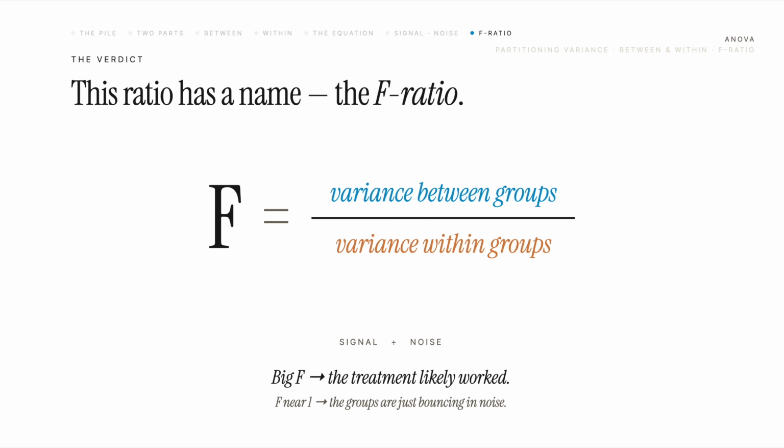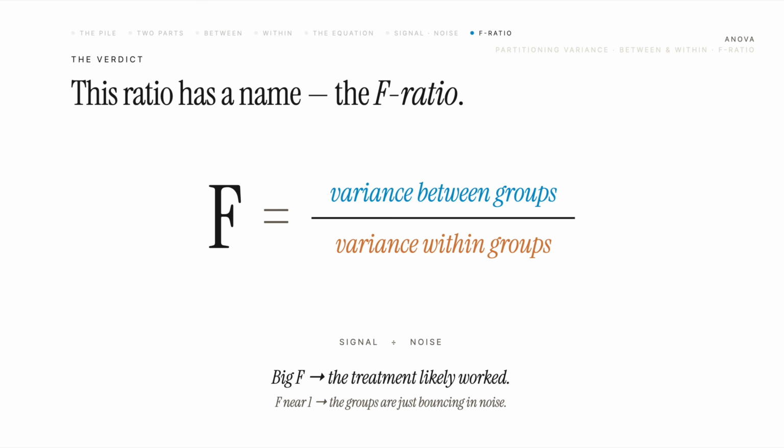If there's no real difference between your groups, if the null hypothesis is true, then you'd expect the between group variance and the within group variance to be roughly the same size. After all, they're both just noise. The groups aren't actually different, so F should be close to 1. Around 1, sometimes a bit higher, sometimes a bit lower by chance.